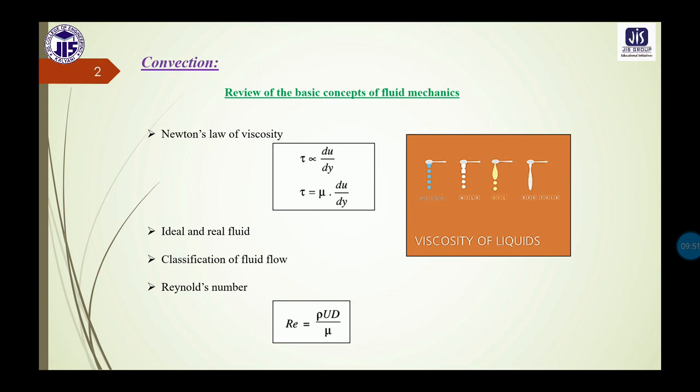Now this viscosity is primarily due to cohesion and molecular momentum exchange between the fluid layers. When the flow of the fluid happens, these effects appear as shearing stresses between the moving layers of the fluid. So the causes of viscosity are basically two: one is the intermolecular forces of attraction, that is the cohesive forces, and the other is the molecular momentum transfer or exchange between the fluid layers.